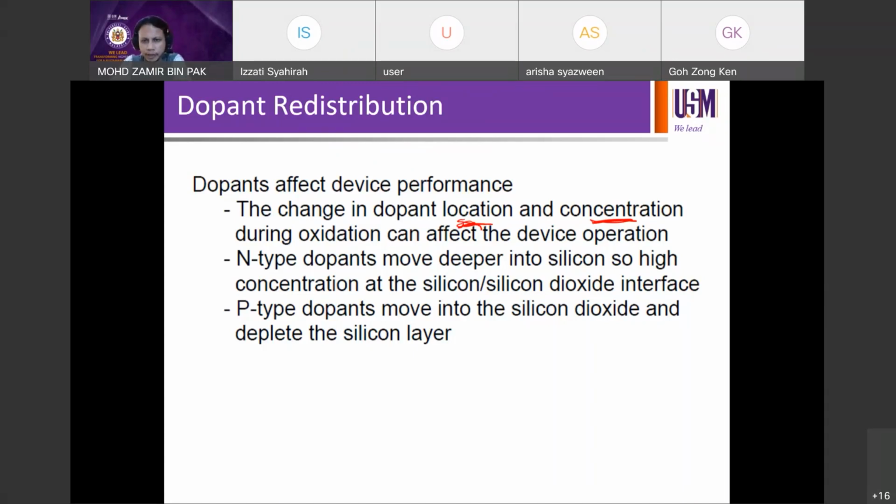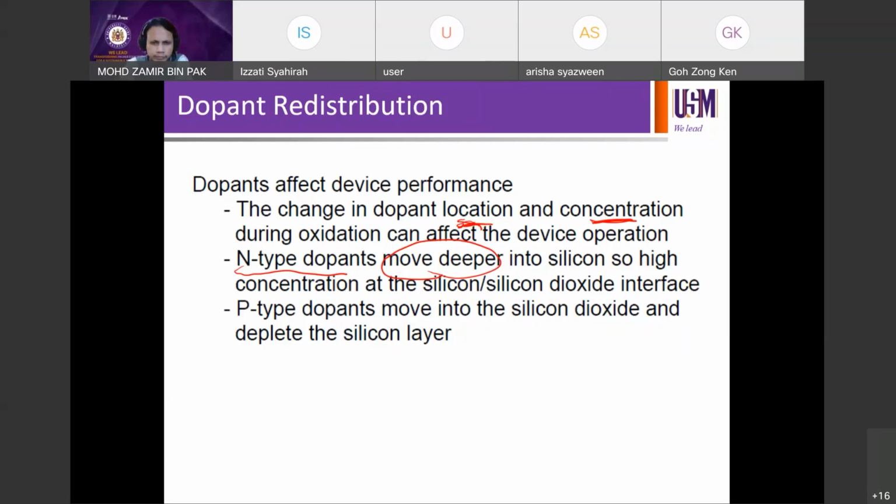N-type dopants like phosphorus, arsenic, antimony move deeper into silicon, so there is high concentration at the silicon dioxide interface. So you'll probably find a higher concentration of the dopants in the silicon rather than in the oxide. Okay, so that should give you M more than 1.